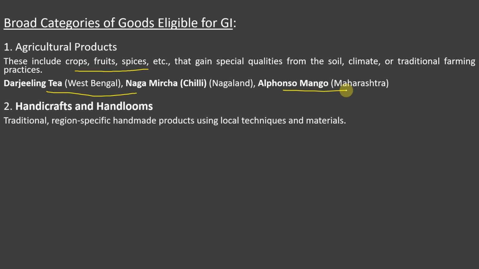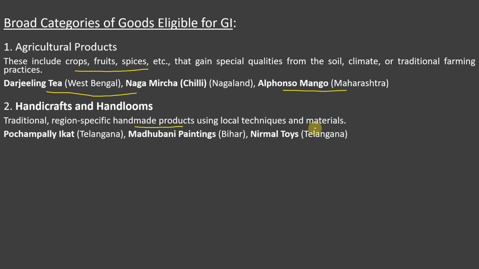The second category is handicrafts and handlooms. These are traditional, region-specific handmade products using local techniques and materials. These are handmade products which are prepared using local techniques and materials. The Pochampally Ikat saris of Telangana, Madhubani paintings of Bihar and Nirmal toys from Telangana got a GI tag.